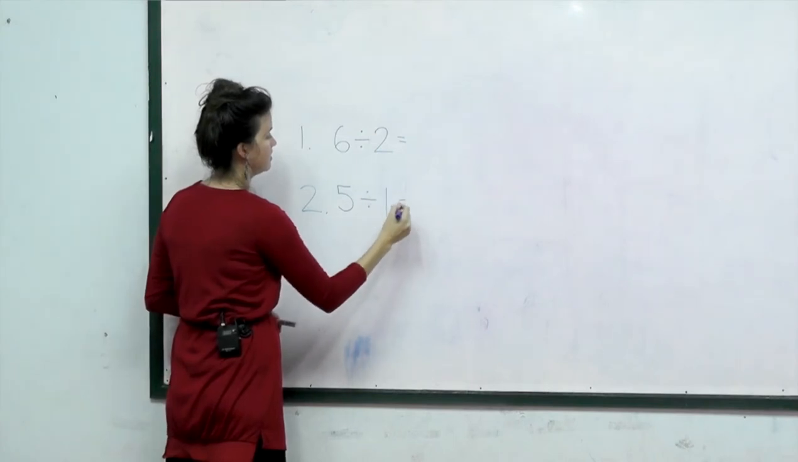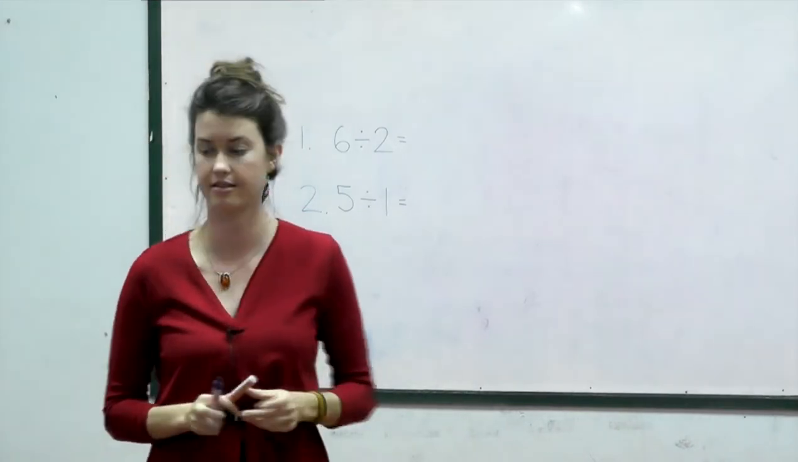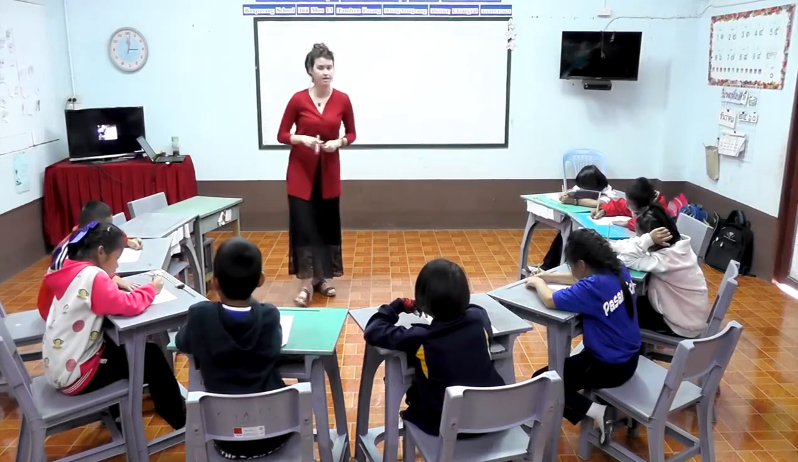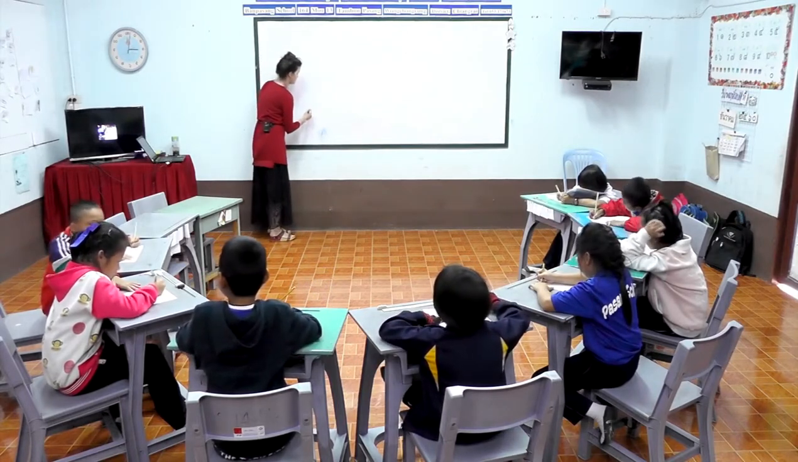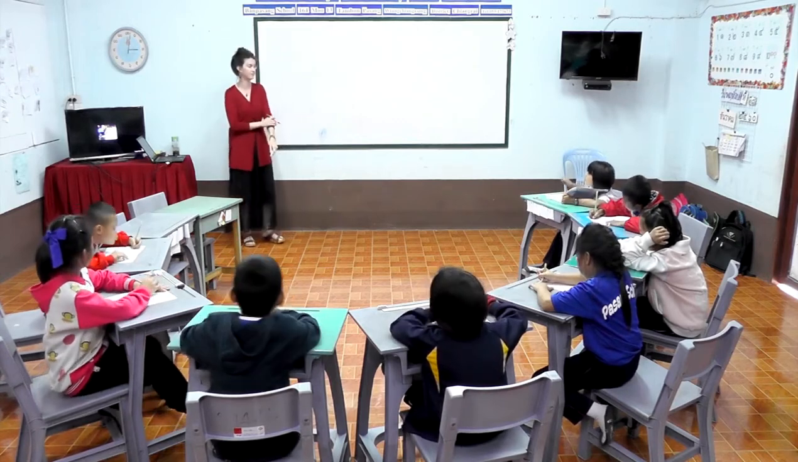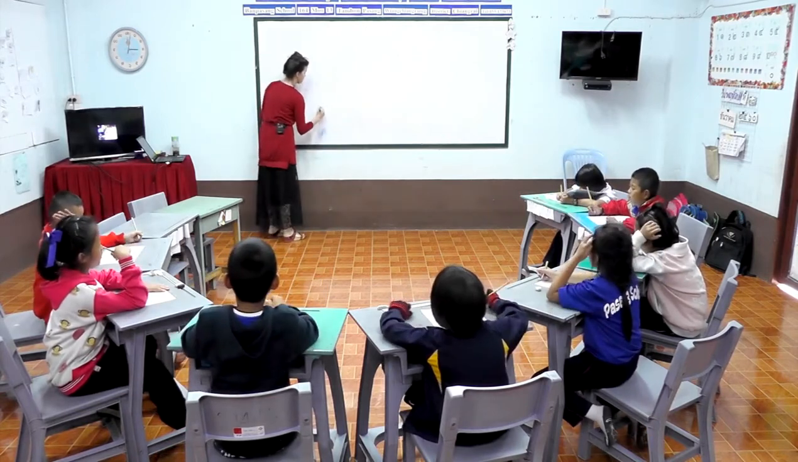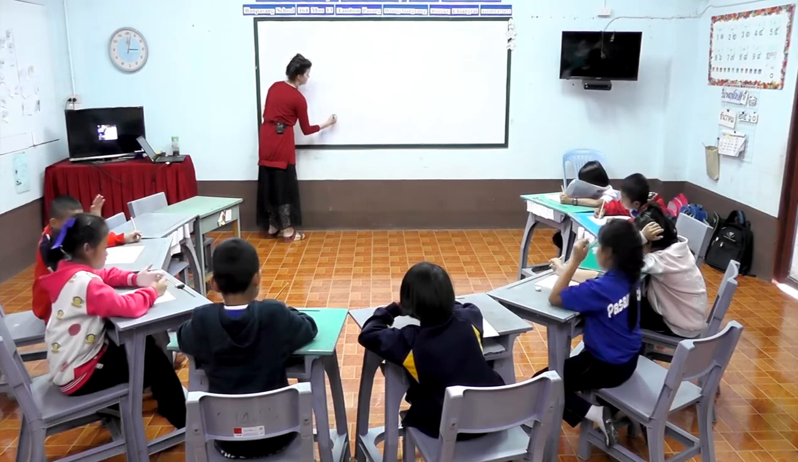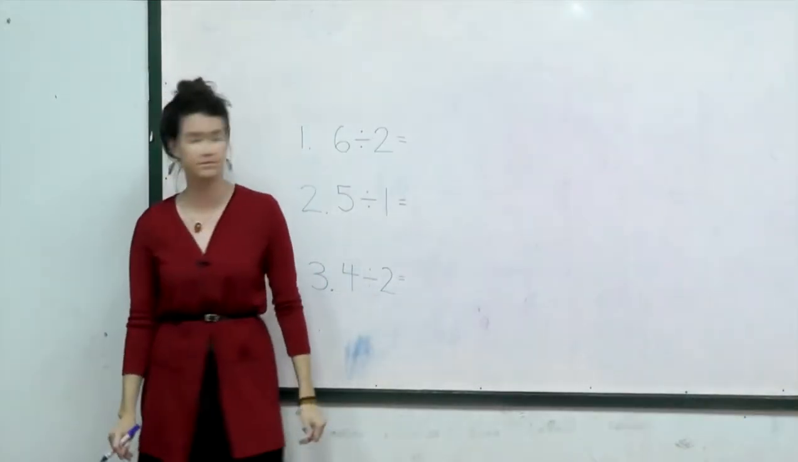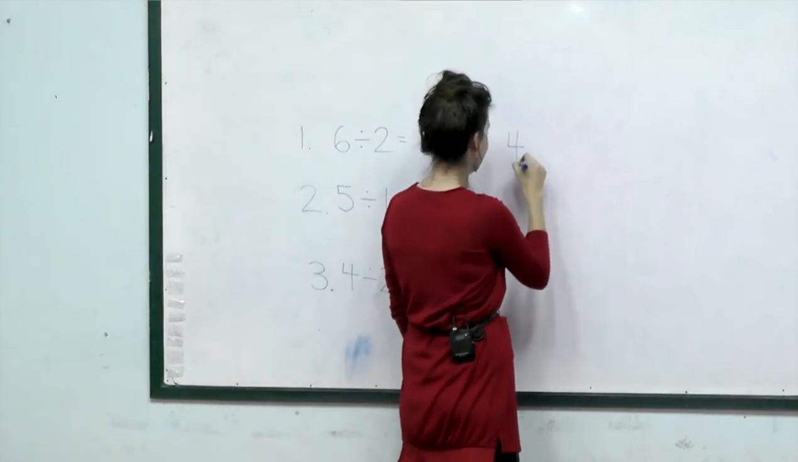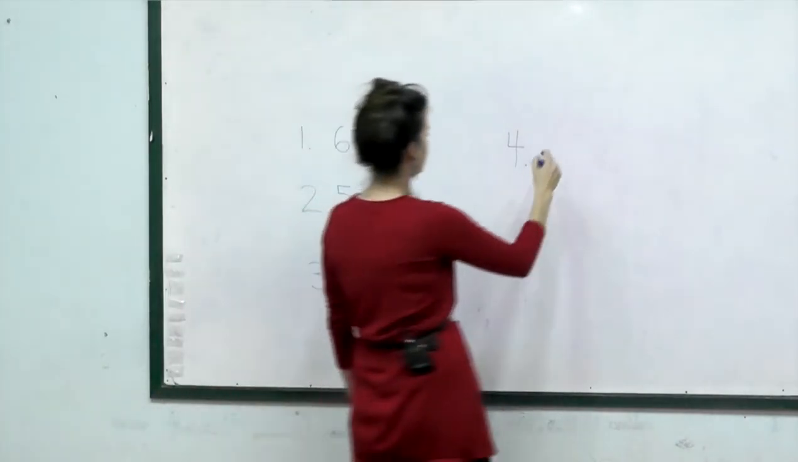Next, 5 divided by 1. Keep it secret. That's okay. Write it on your paper. Next, 4 divided by 2. Easy? It's easy for you? That's great.